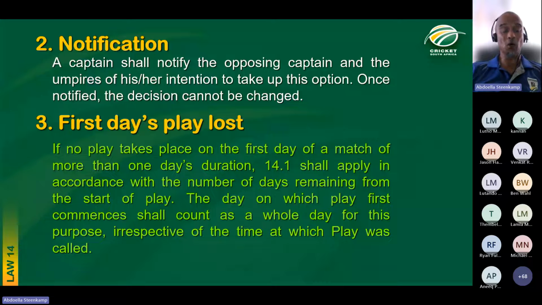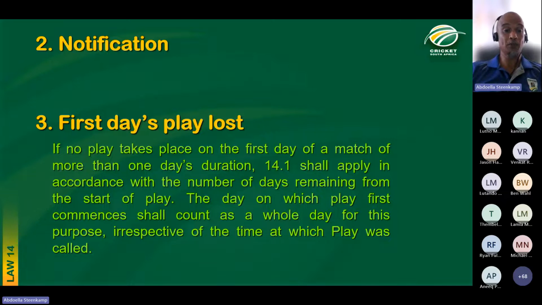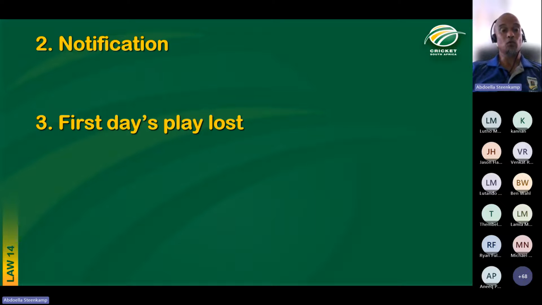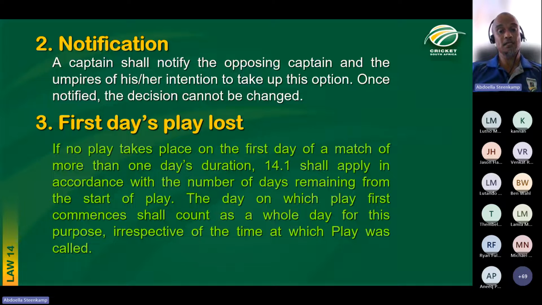So now the law tells us, because the whole of the first day was lost, the follow-on lead now needs to be 150 runs, because our test match will span over 4 days. If I go back to our previous slide, we saw in point number 2, if a captain wants to exercise the follow-on option, the lead needs to be 150 runs in a 3 or 4 day game. So if the whole of the first day is lost, it will now be a 4-day test match. For the captain to exercise the option, the lead needs to be 150 and not 200, as it would be in a 5-day test match. But the emphasis is that the whole of the first day's play needs to be lost. It must be the first day.